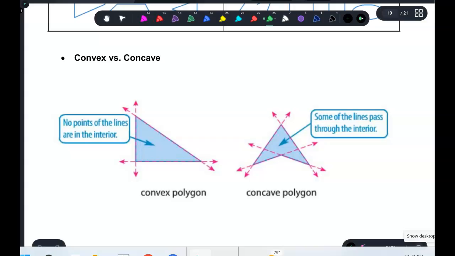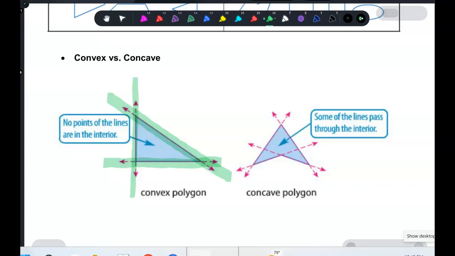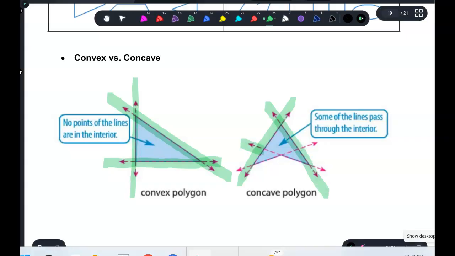So what I'm going to show you is when I extend each of the sides, notice nothing goes inside the shape. So when I extend each of the sides, none of the sides cut into the interior of the polygon. However, here, okay, so if I extend that side, that one's fine. This one's fine. But then if I extend this one, notice it cuts into the actual shape.